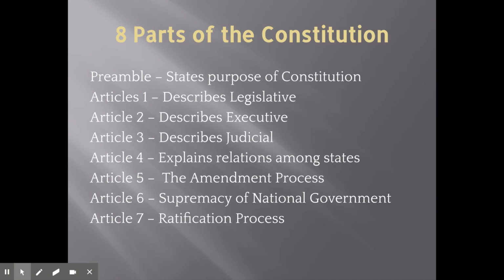It's laying out the purpose of the Constitution. You have Article 1 describing the legislative, and then executive, and then judicial. Article 4 explains the relations between the states. 5 is the lengthy amendment process. Article 6 is the supremacy of national government, and then 7 covers the ratification process.